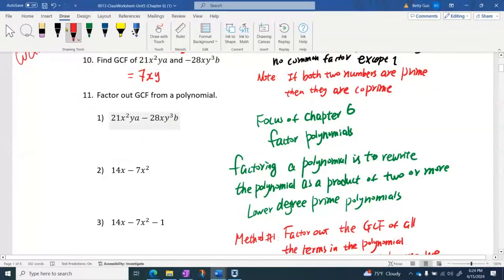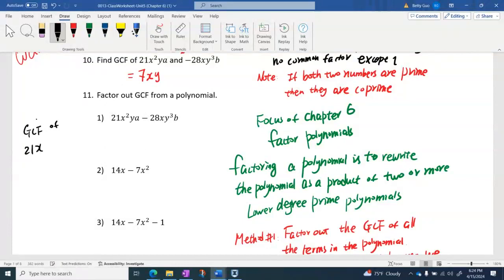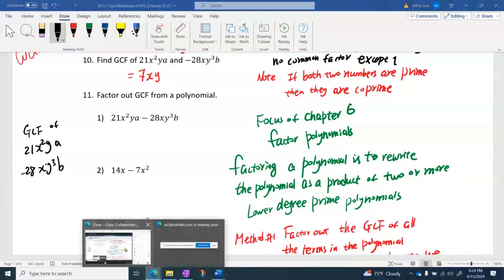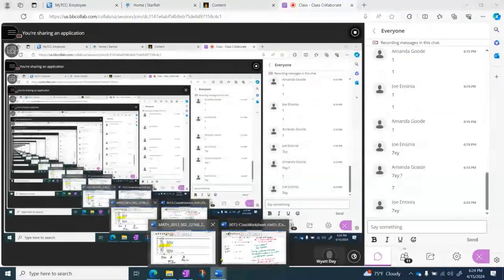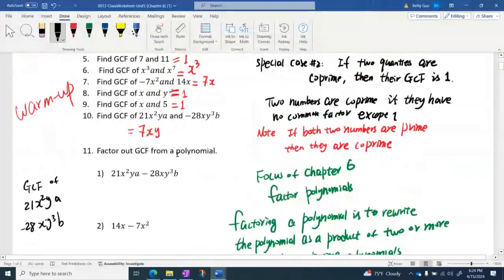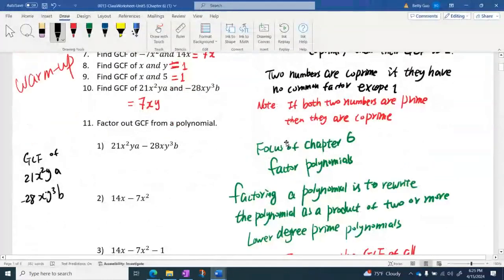So let's see what's the GCF of the two terms. The first term is 21x squared y a. The second term is negative 28xy cubed b. What's the GCF of those two terms? 7xy. Same way as earlier, right? Because the previous question is the preparation for this question, number 10 here. 7xy. Very good. So this is how we factor.